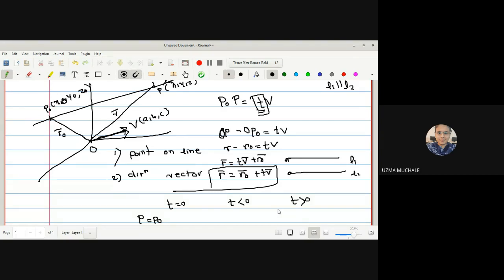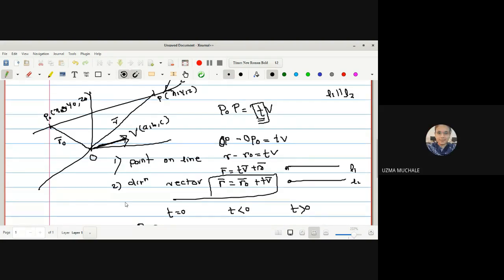Just tell me what you have seen from the image. Between P and P naught there is some distance, something is visible. Yes ma'am. So P and P naught are in such a way that it has some distance. So P is away from P naught, correct? Here P is away from P naught in the direction of V bar, right? And here we have assumed t to be positive, no?